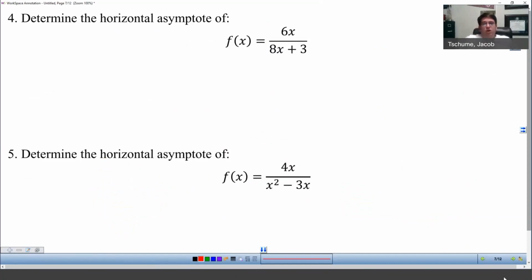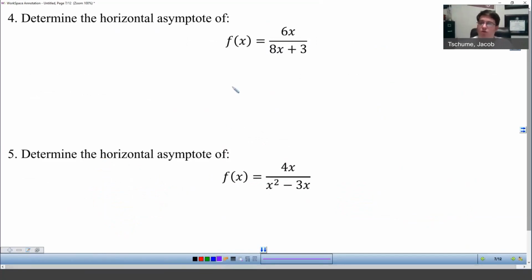So these go pretty quick because there's not really any work involved. There's just learning the rules. So let's run through some examples of how to find a horizontal asymptote. So number 4, if f of x is equal to 6x over 8x plus 3, what is the horizontal asymptote?